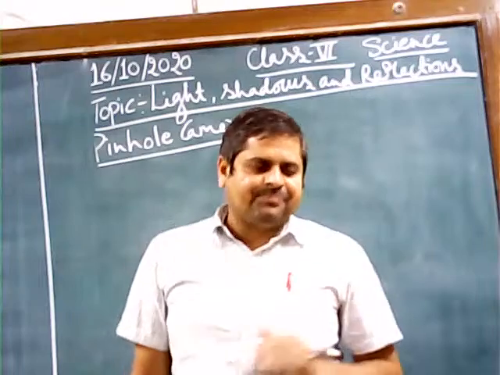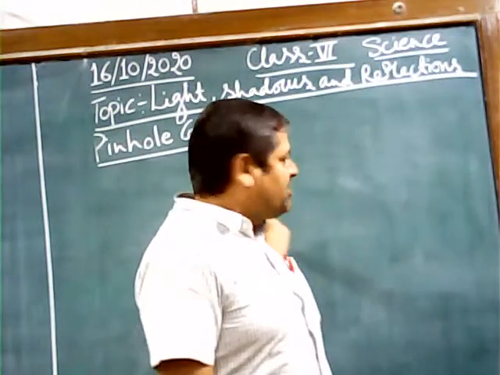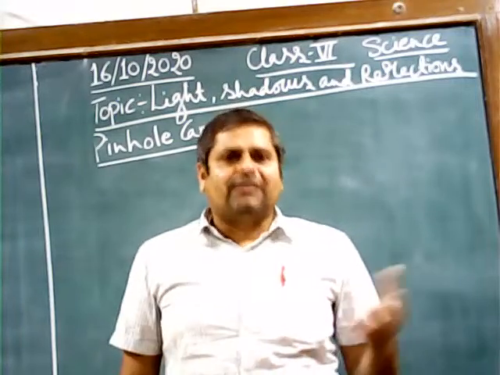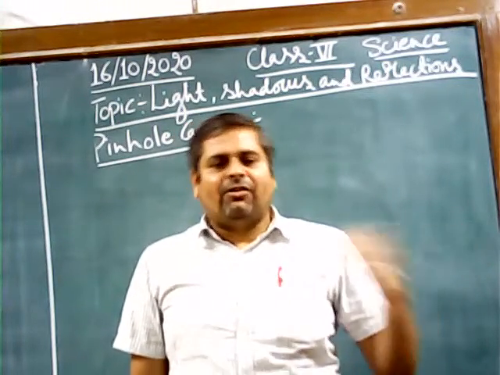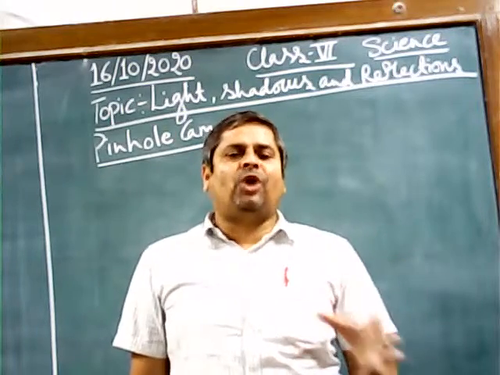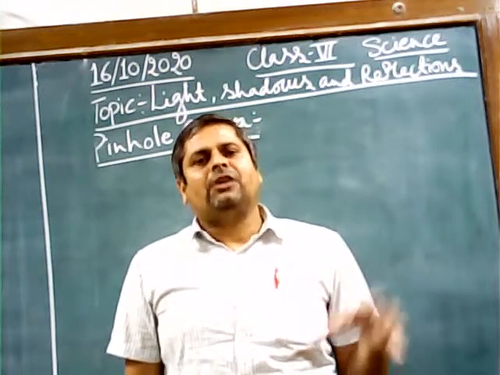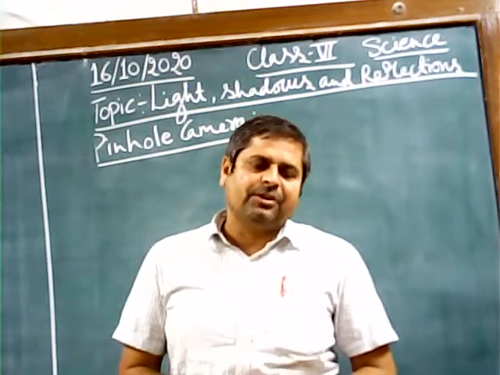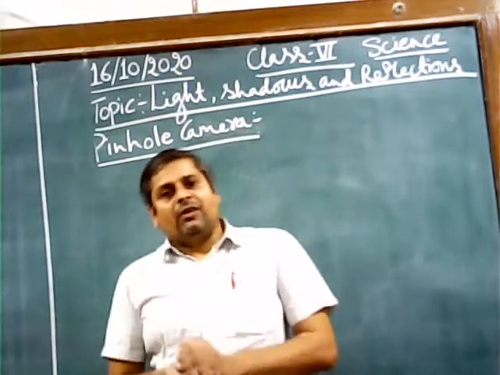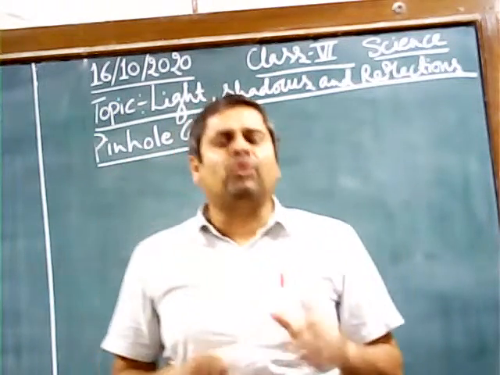Okay, children? While some other objects which do not emit light of their own are called non-luminous objects. For example, we can say blackboard, chalk, duster, notebook, book, desk. All these materials do not have light of their own and hence they do not emit it, so they are called non-luminous objects. Okay, children? Is it okay?